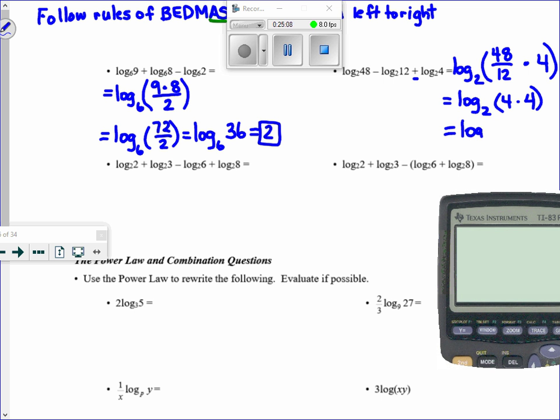And so I have log in base 2 of 4 times 4, 16, which is, 2 raised to what power gives me 16? You can do it on your calculator if you choose. 4.